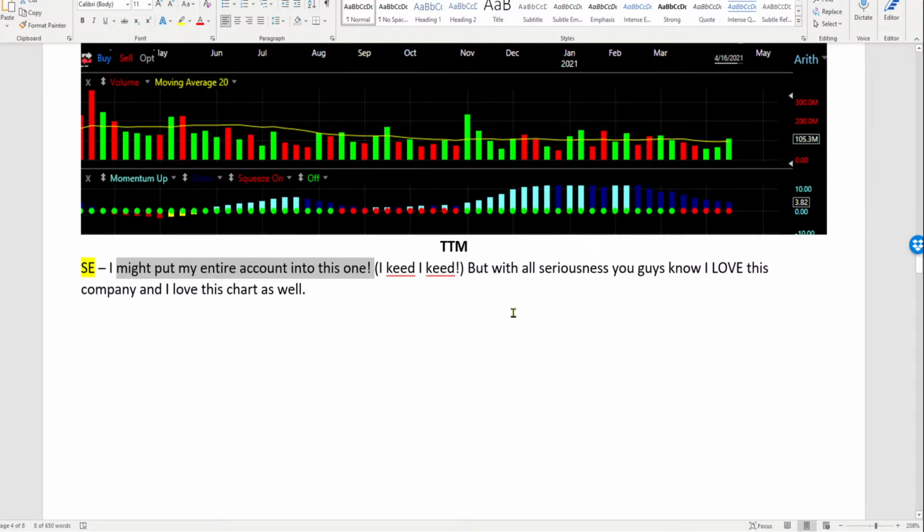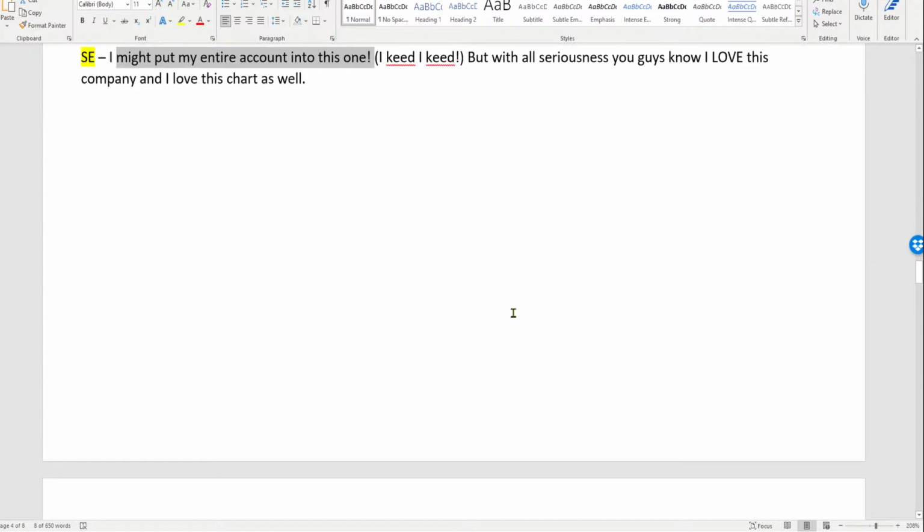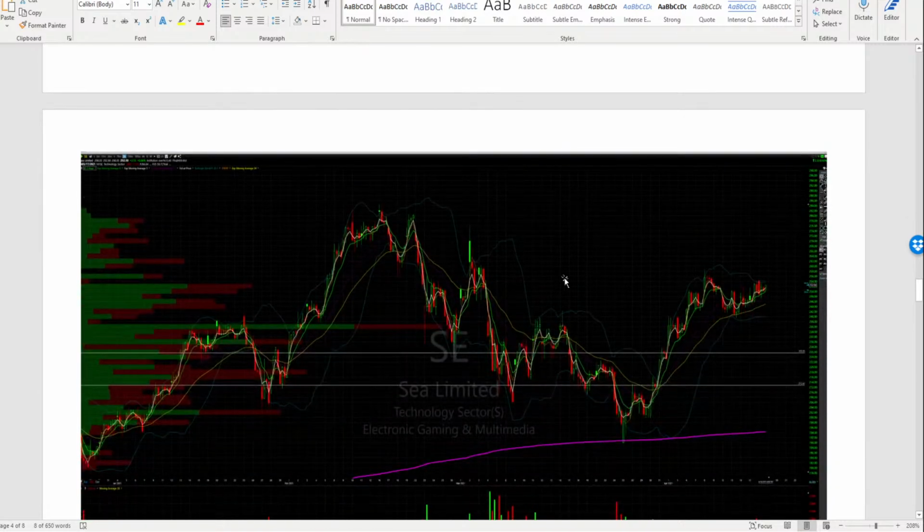So when I find ones that I really love, I go bigger size. That's how you may find some that are like B plus. When I tell you to journal and grade your trades, grade your setups, when you start finding the A plus setups, that's when you need to start being able to grow your size.